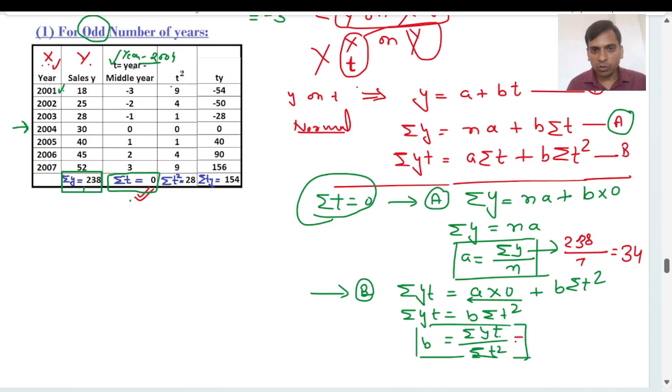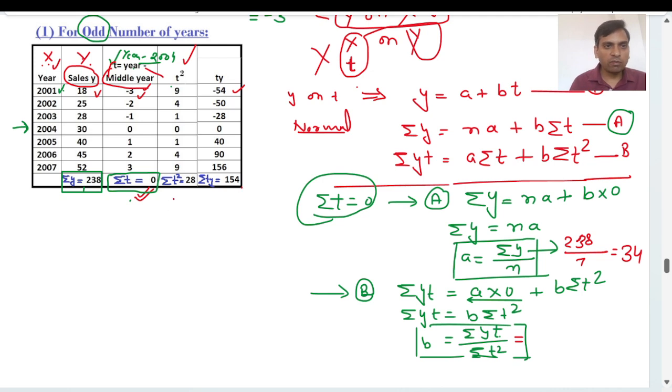Now for B, you need summation yt and summation t square. So we will prepare one column for t square. Square of this column: minus 3 square is 9. And then you need y into t. So the product of this y column, sales, and this t column, time. So 18 into minus 3 equals minus 54. In that way we can find all these values and then we will find summation ty.